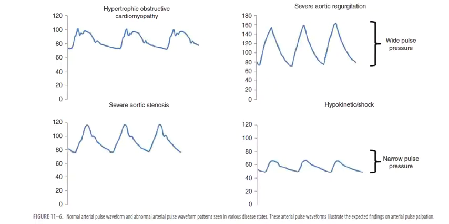The figure shows normal arterial pulse waveform and abnormal arterial pulse waveform patterns seen in various disease states. These arterial pulse waveforms illustrate the expected findings on arterial pulse palpation: hypertrophic obstructive cardiomyopathy, severe aortic regurgitation, there is wide pulse pressure, severe aortic stenosis, tardus et parvus, hypokinetic or shock, narrow pulse pressure.